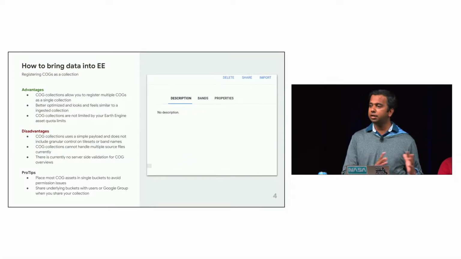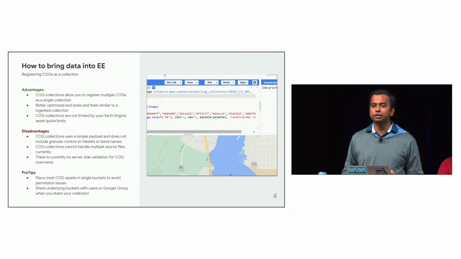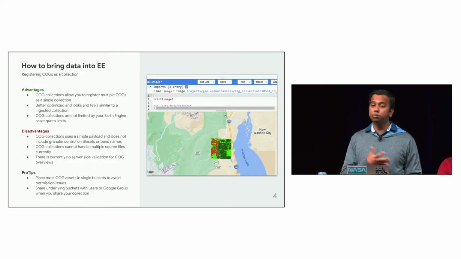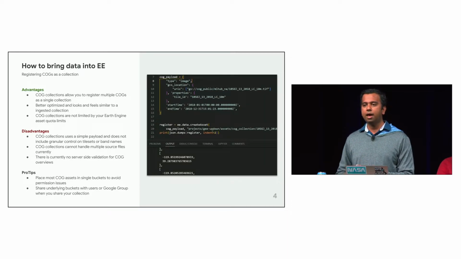The COG collection allows you to register multiple COGs. It also starts with having all of your assets in a Google Cloud Storage bucket. And as Brady said in an earlier talk, remember that cloud storage is not a free service. So this part does require you to have a billable, paid-for cloud storage bucket. You keep all your assets there as cloud-optimized GeoTIFFs, and this workflow will allow you to register them as collections.